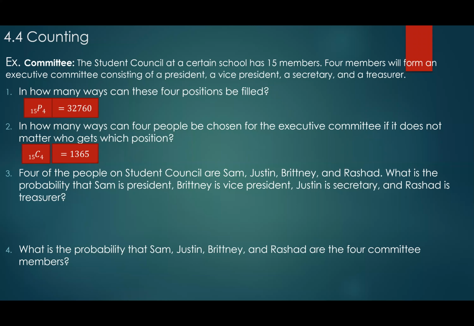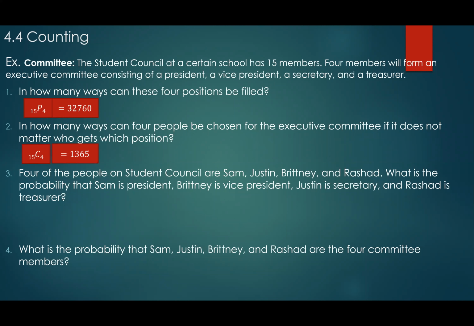But now let's take a look at number 3 and number 4. They write it a little bit differently, but they say 4 people on a student council are Sam, Justin, Brittany, and Rashawn. What is the probability that Sam is president, Brittany is vice president, Justin is secretary, and Rashawn is treasurer? Whenever they ask you for probability, they just want to connect a probability with counting, a permutation versus a combination problem.